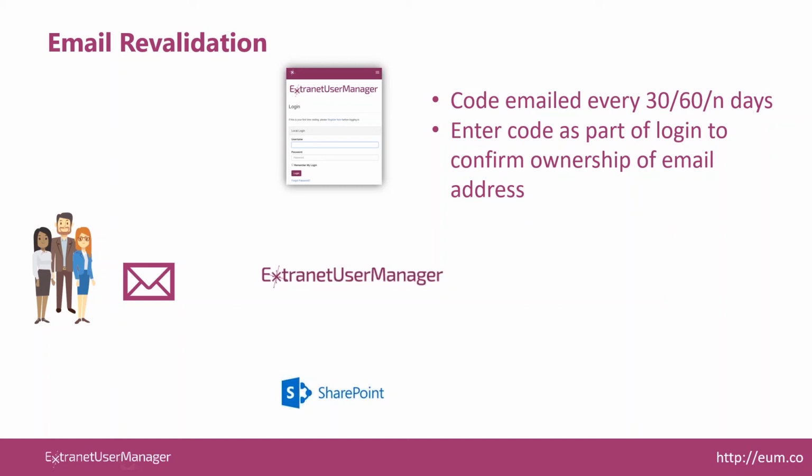So we can put in rules to say, hey, every 30 days, 60 days, whatever frequency you want, do an email revalidation. What that means is when somebody goes to log in, they get the login form, and it's very much like the multi-factor, except it's strictly through email. It says, hey, I'm going to send a code by email as part of the login process. I need you to prove that you still have access to that email address so you can enter in that code before I'm going to let you into our extranet. So it's a great way to confirm that those people are still with those organizations.